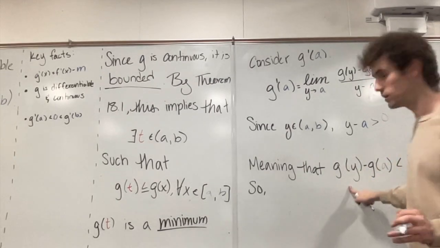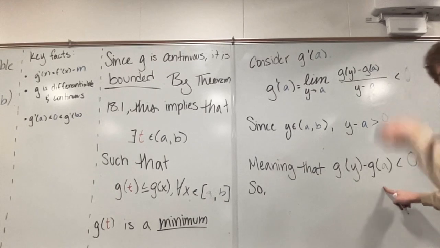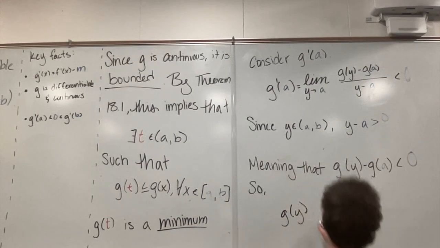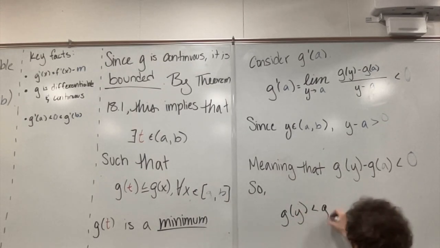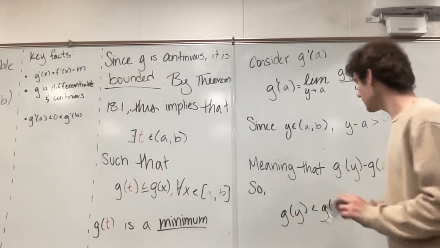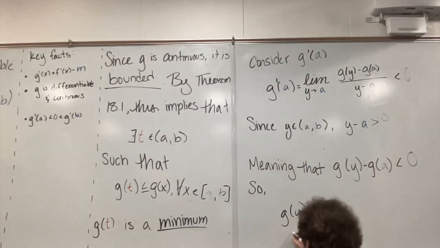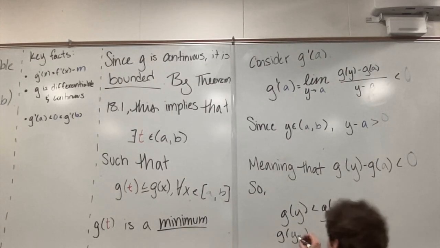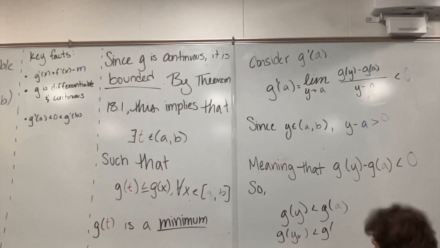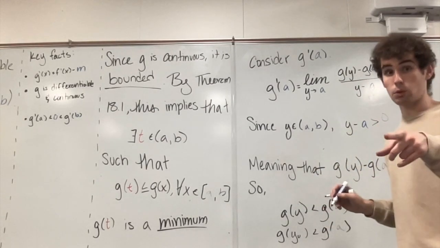So since g of y minus g of a is less than 0, this means that g of y is less than g of a. And what does this tell us? There's a value in a and b, so we can call that y naught, in our interval a and b, that's less than g of a. So we know that a is not our minimum. So next, we're also going to show that b is not our minimum, but we'll get to that in just 1 second.